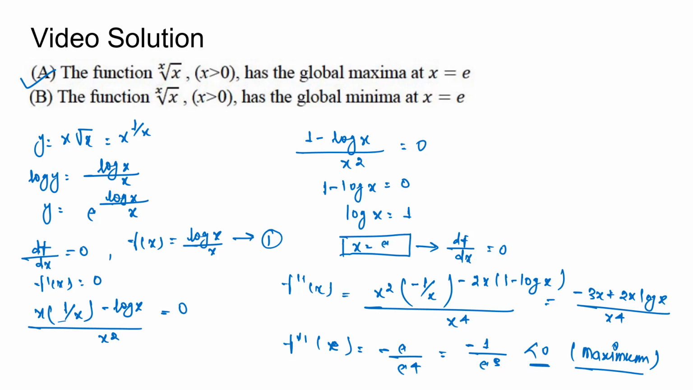So the first statement becomes correct, and the second statement says the function x root of x greater than 0 has the global minima at x equal to e, which is wrong, because as we have just seen here, it's getting its maximum value at x equal to e.